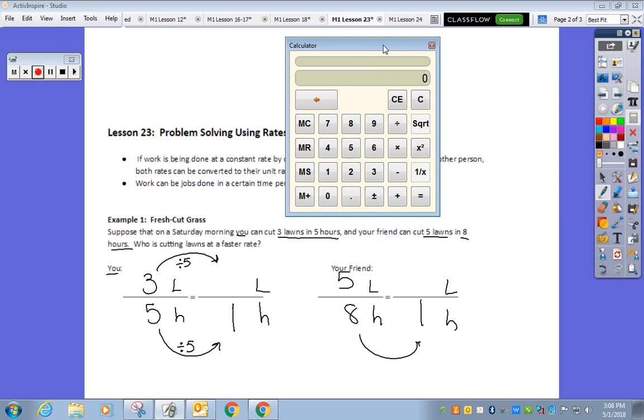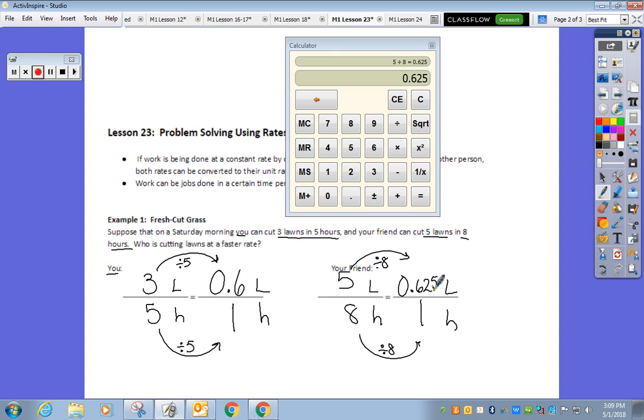I'm going to use my calculator and do 3 divided by 5. When I do that, I get 0.6 or 6/10 of a lawn in 1 hour. That means that I am unable to cut a full lawn, but I can cut a portion of a lawn in that 1 hour. So for my friend to go from 8 to 1, I'm going to divide by 8. So I'll do 5 divided by 8 to see how many lawns in that 1 hour. So 5 divided by 8 gives me 0.625 or 625 thousandths of a lawn in 1 hour.